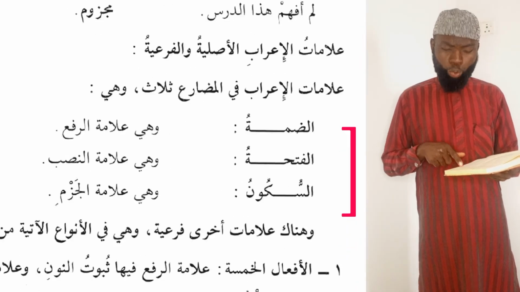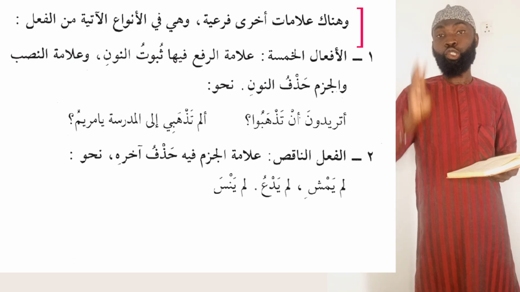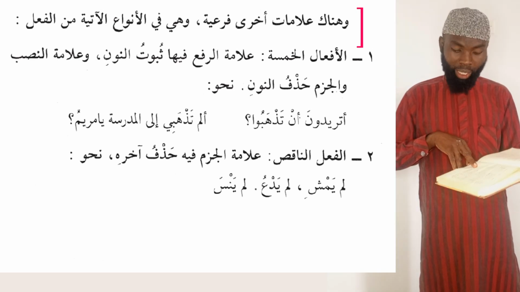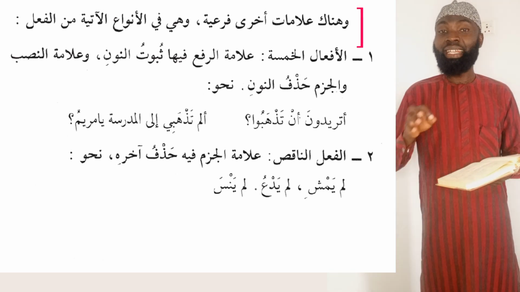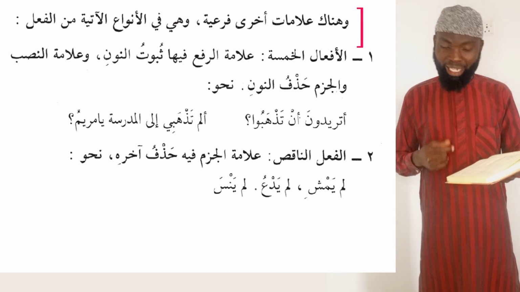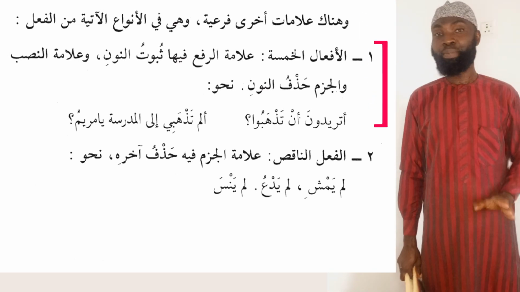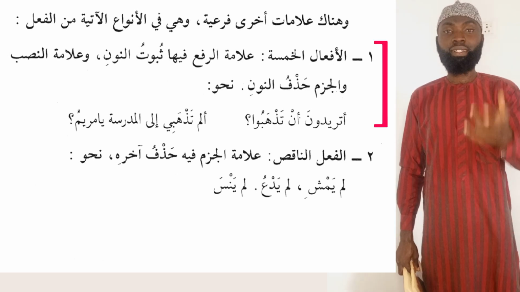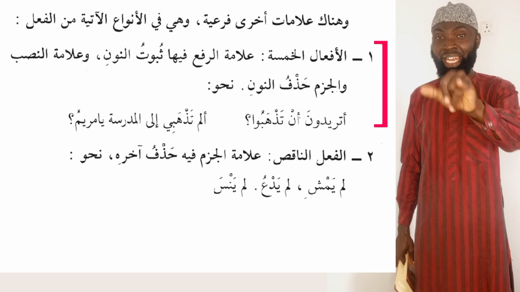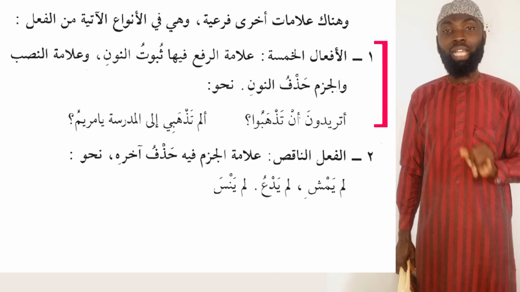And there are other secondary signs. Apart from these signs, this dhamma, fatha, and sukun that we have, there are other signs which are secondary, and these secondary signs will come in the following categories of verbs. The first category is al-af'al al-khamsa. You know we have the 5 verbs. These 5 verbs are verbs like what? Tadhabina for the female, you female, you are going. Then the verb yadhabuna, they all are going.